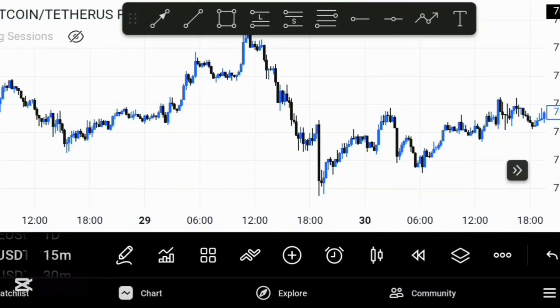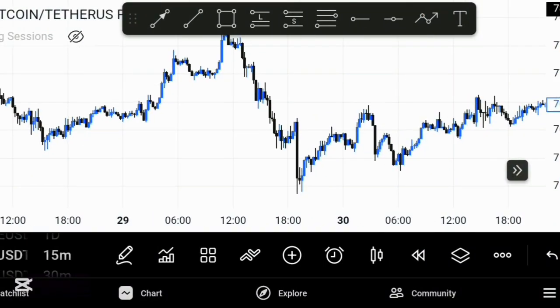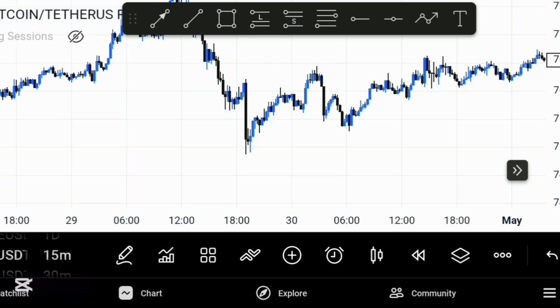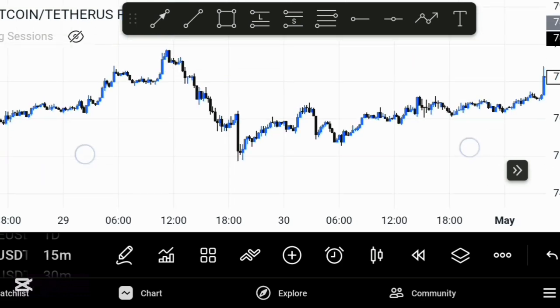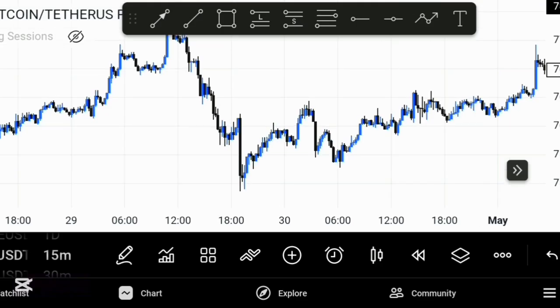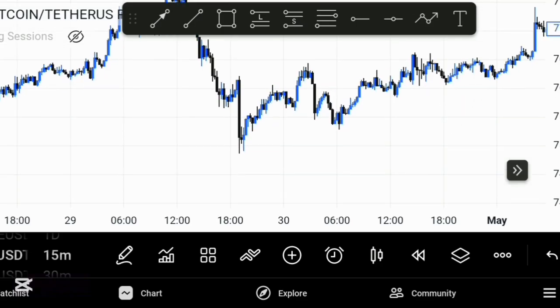Hey guys, so welcome back. Now the first thing we're going to mark out here is our order block. But before we mark it, we'll first have to identify the trend, if it's a bullish trend or a bearish trend.